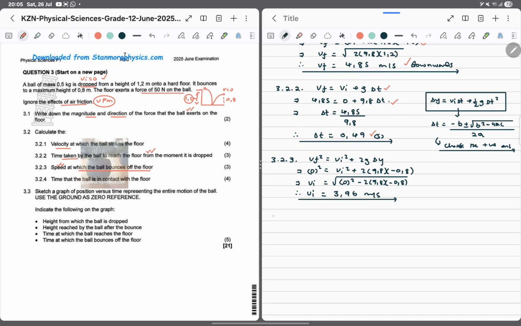Right. So 3.2.4. We need to find the time that the ball is in contact with the floor. Okay. I would say this is a higher grade question because the best way we can hit this one is using the impulse momentum thingies.